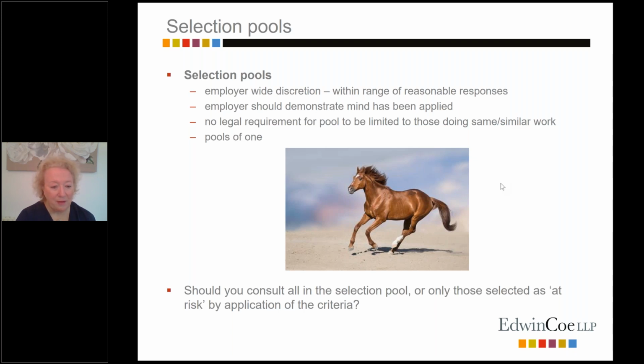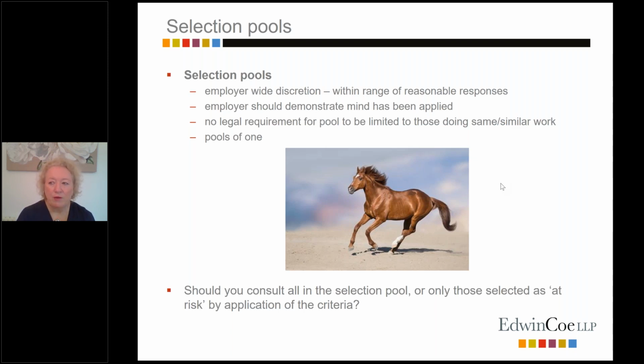So the next point is the galloping horse on the slide. That is a frightened horse galloping, which is relevant for my next point, which is the question at the bottom of the slide. Should you frighten all the horses by consulting all the employees in the selection pool, or should you just undertake the selection process and only consult or put at risk those who've been identified by the selection criteria as likely to be redundant?